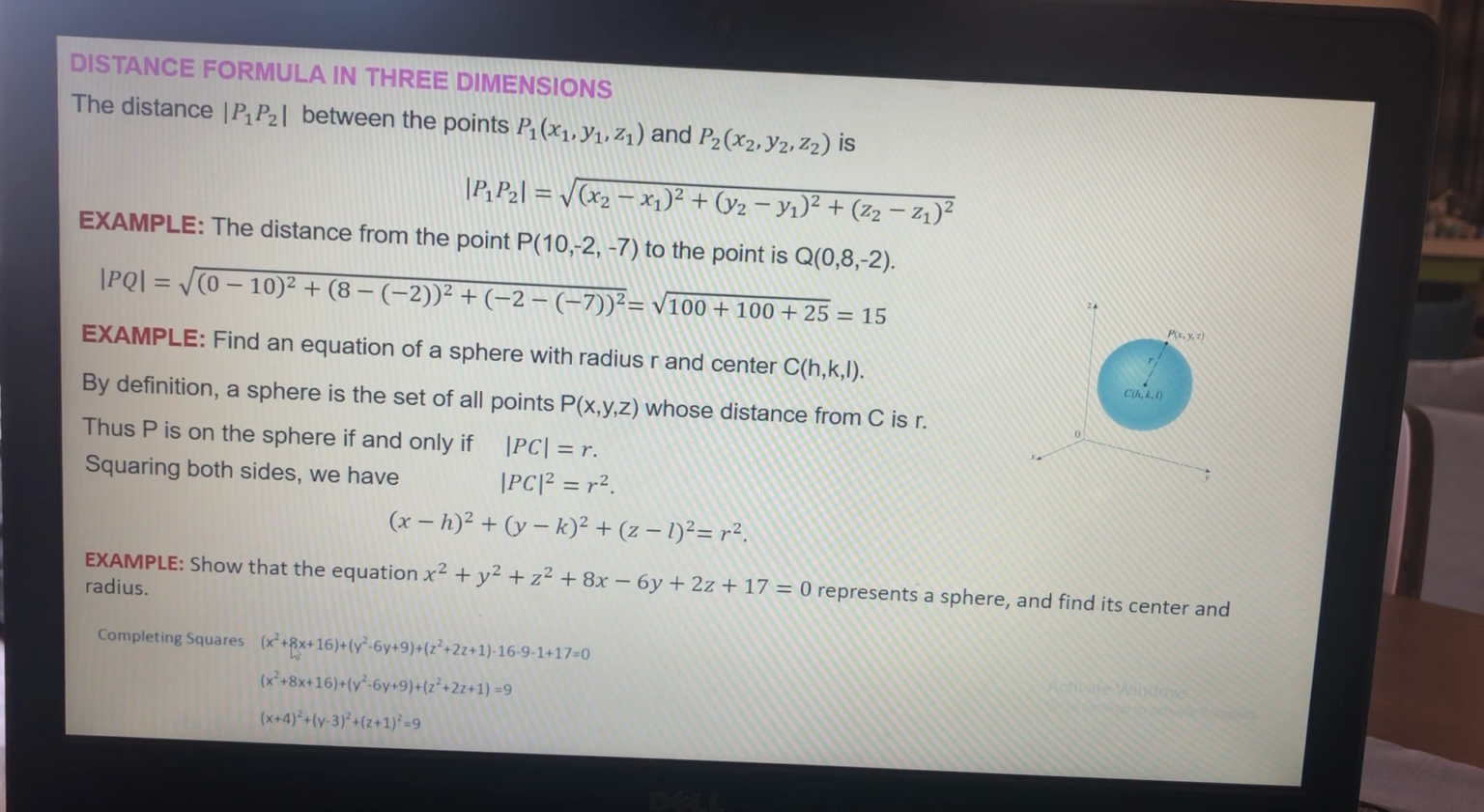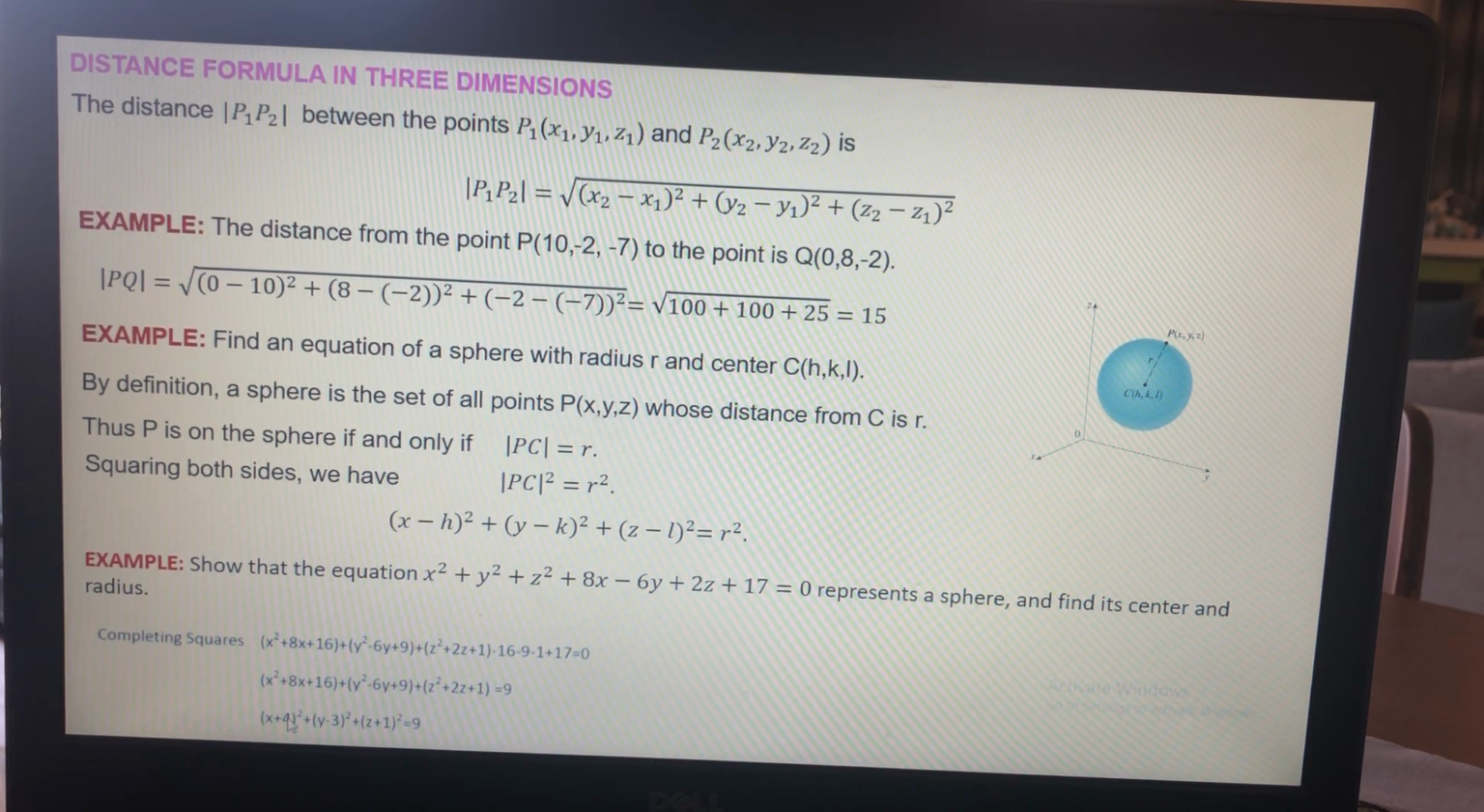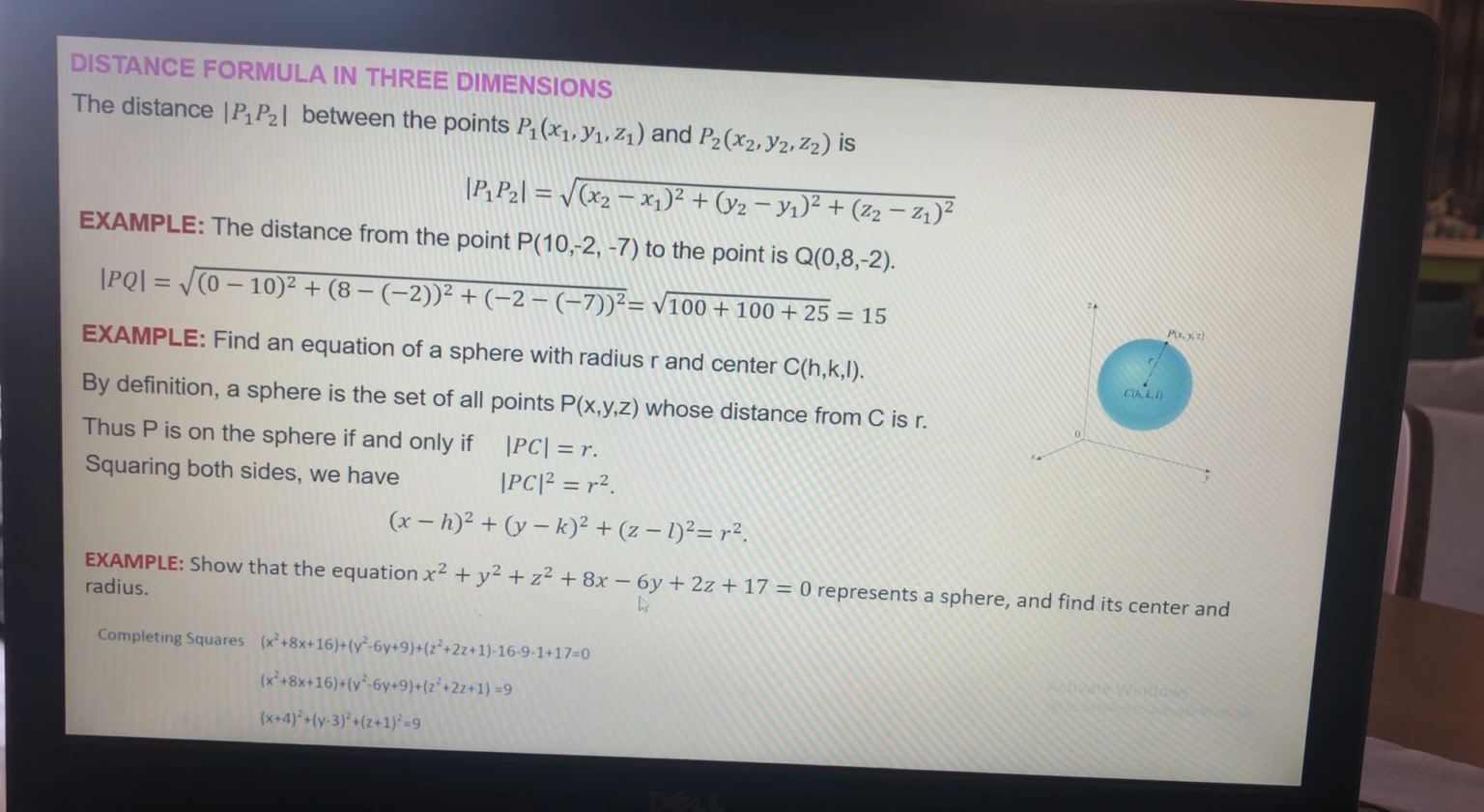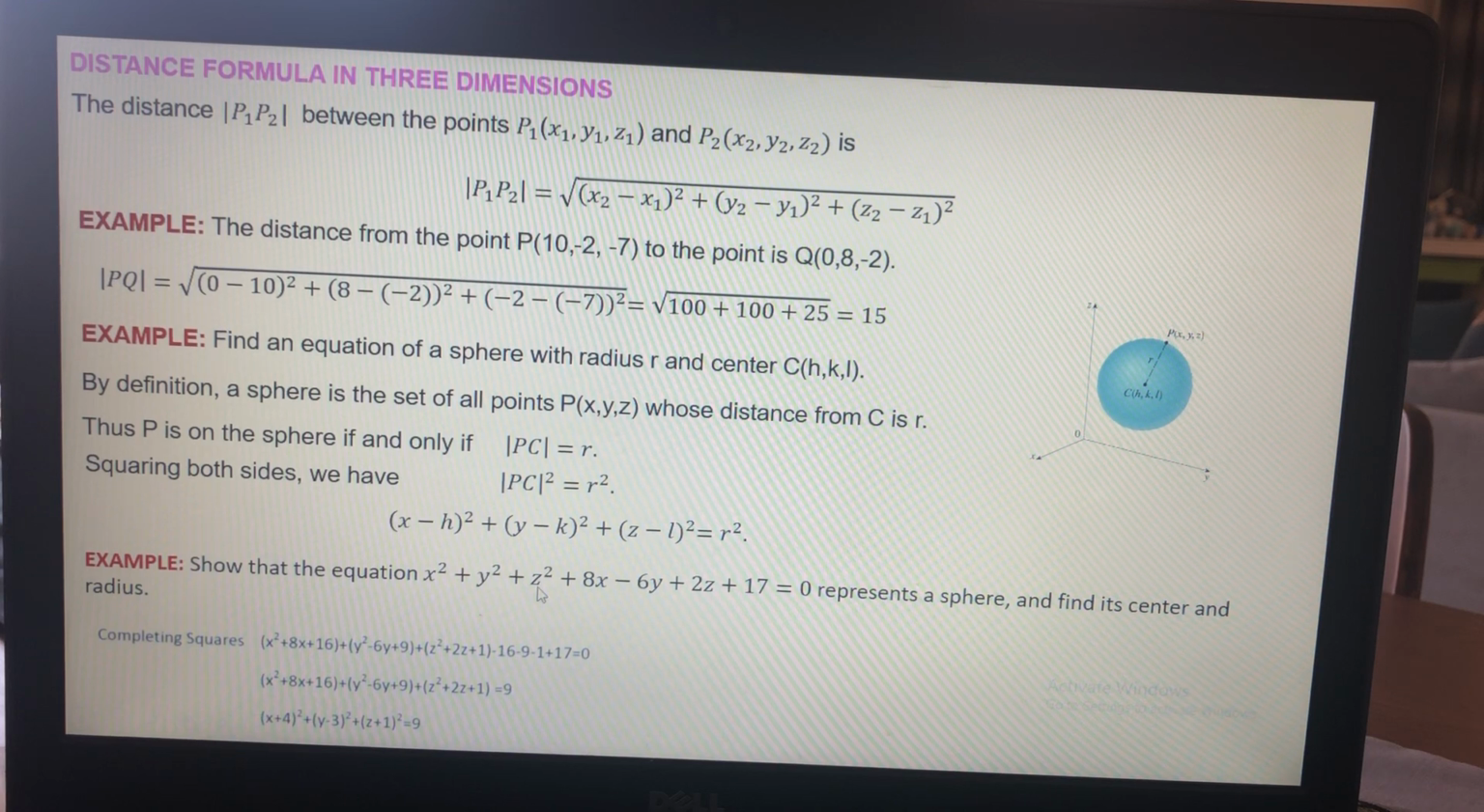So b is 8, 2a is 2 times 1, which is 2. 8 over 2 is 4, and 4 squared is 16. So this is going to be (x plus 4) squared. And for y, what do we have? y squared minus 6y. If I add (b over 2a) squared, which is 6 over 2, which is 3, 3 squared is 9. That's why I'm adding 9 here. And for z, we have z squared plus 2z. So b is 2, 2a is 2, 2 over 2 is 1, 1 squared is 1.